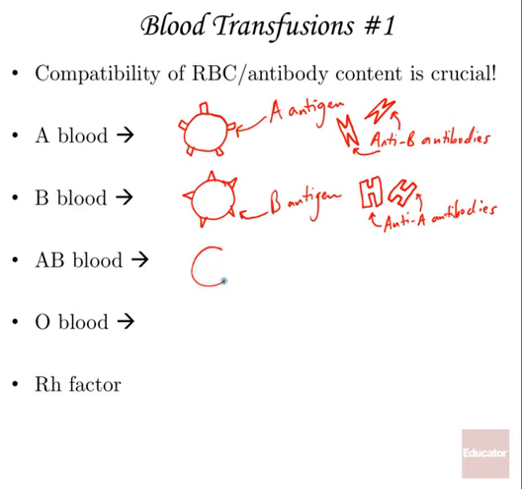Next up, AB blood. The reason why it's called AB blood is it has both A and B antigens. It's got A antigens, it's got B antigens. But guess what? No antibodies to the A or B antigens. Now, there are antibodies in this person's bloodstream, yes, but they're not going to naturally have antibodies against what is naturally on the surface of the red blood cells.